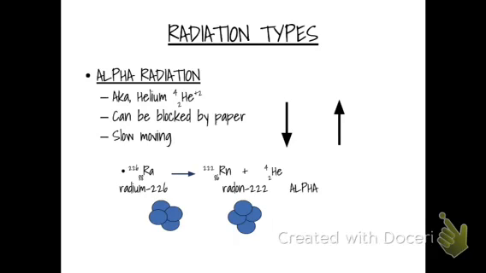So there are three main radiation types, and you've got alpha radiation, and it really looks like a helium ion, which really doesn't exist in normal chemistry. It's just a helium atom where it's lost two electrons. Alpha radiation is a relatively large piece of radiation. It can be blocked by paper, and it can be slow moving.